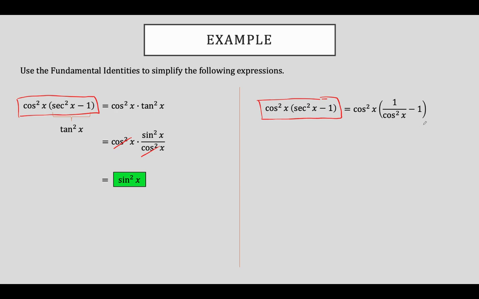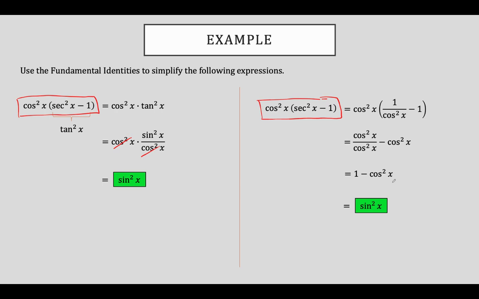Okay, that just doesn't disappear. We can continue to do the algebra that we know. If we multiply that cosine squared x into the parentheses, that gives us cosine squared x over cosine squared x minus cosine squared x. Well, cosine squared x divided by cosine squared x, any value divided by itself is 1. We have 1 minus cosine squared x, and we can relate this back to our Pythagorean identity. 1 minus cosine squared x is equal to sine squared x.